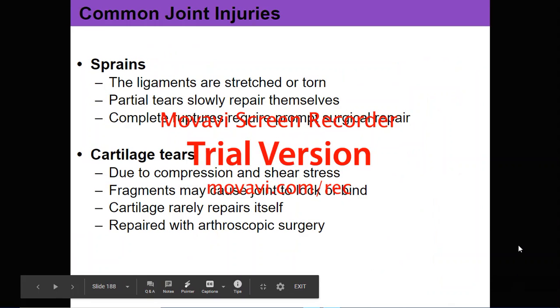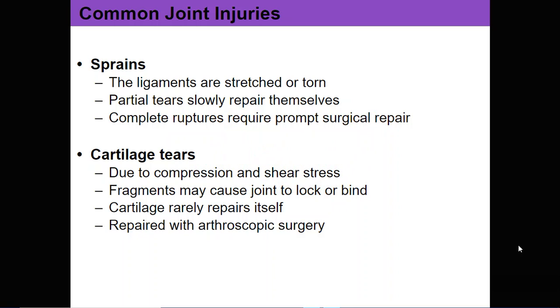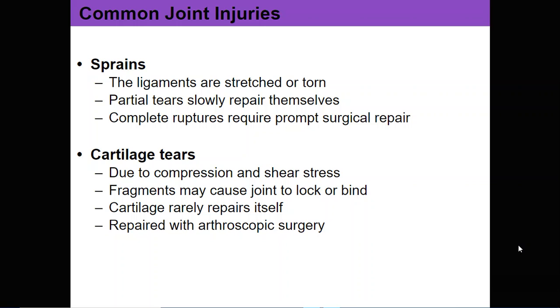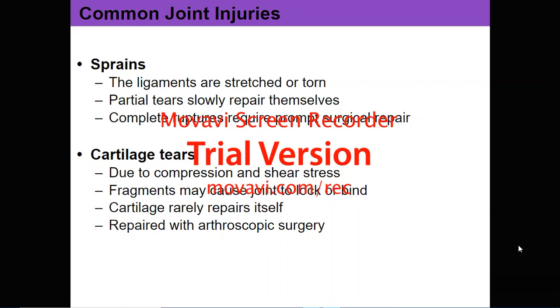Now let's talk about some common joint injuries. So sprains. With sprains, the ligaments reinforcing a joint are stretched or torn. Common sites of sprains are the ankle, the knee, and the lumbar region of the spine. Partially torn ligaments will repair themselves, but they heal slowly because ligaments are very poorly vascularized. And sprains tend to be painful and immobilizing. So again, partial tears will repair themselves slowly. Complete ruptures or complete tears require surgical repair.